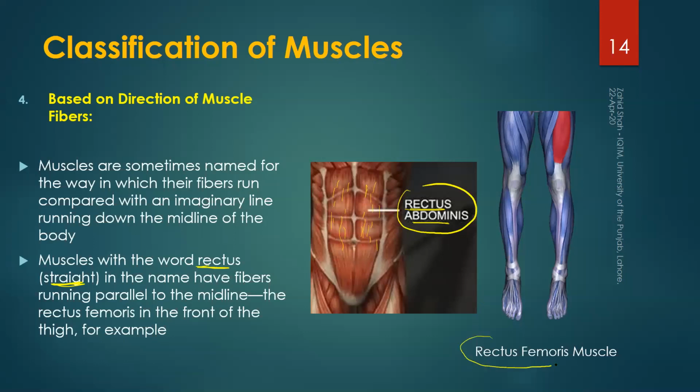This is the rectus femoris muscle. Rectus means again the fibers are straight, meaning they run parallel to the midline, your medial plane. And femoris means these are the muscles of the femur, as we saw in the types of bone. So that is the thigh bone. So rectus femoris means these are the thigh muscles, and their fibers run parallel to the midline. They are straight.